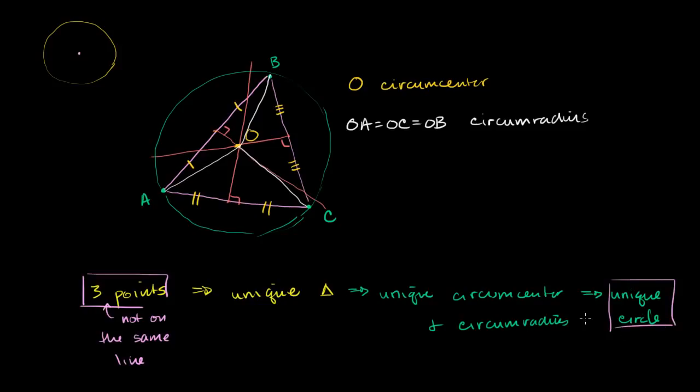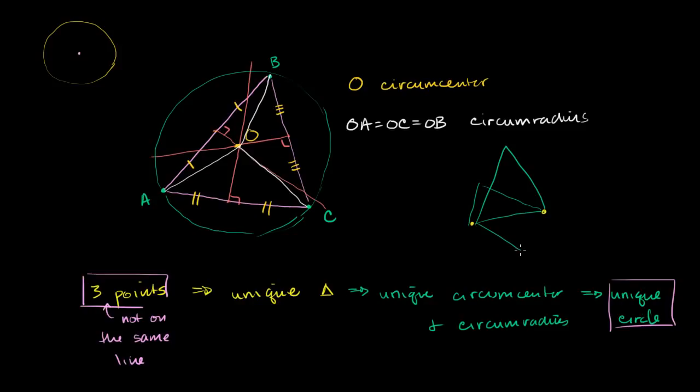So just as you need 3 points to define a triangle, you also need 3 points to define a circle. 2 points won't do it. And one way to think about it is if you give me 2 points, there's an infinite number of triangles that I can construct with those 2 points, because I can put the third point anywhere. I could construct this triangle. I could construct this triangle. I could construct this triangle.